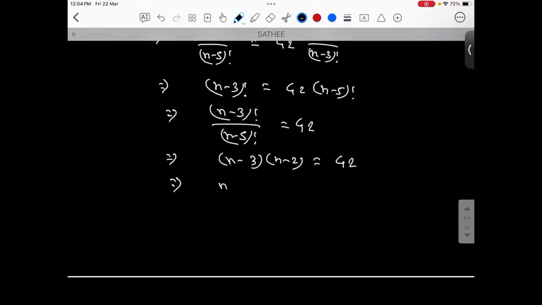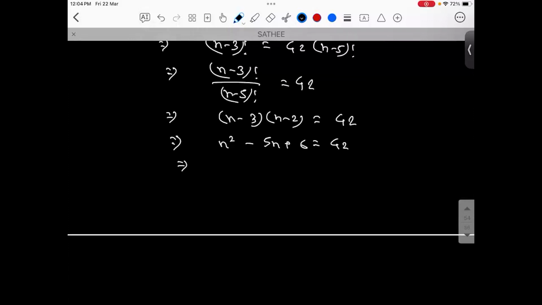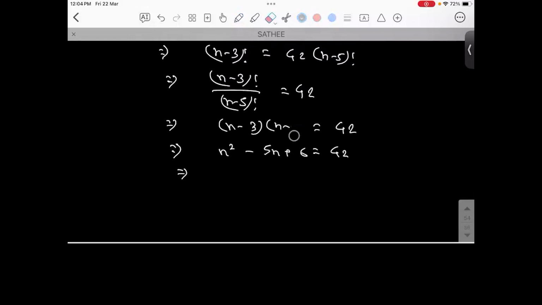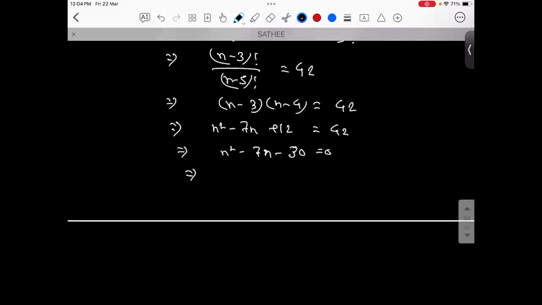Now if I solve this, what will I get? n square minus 5n plus 6 equals 42. This will give us, no, I have done something wrong here. It is n minus 3 and n minus 4. Yeah, this one is correct. So n square minus 7n plus 12 equals 42, which will give us n square minus 7n minus 30 equal to 0. So this will give us (n minus 10)(n plus 3) equal to 0, which will again give us n equals 10 or minus 3.